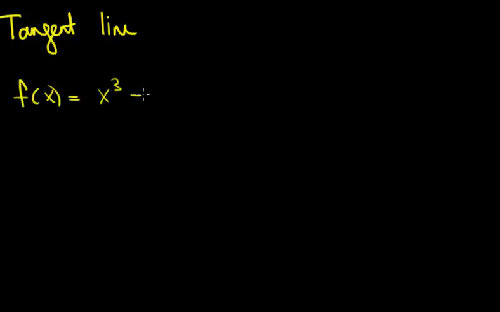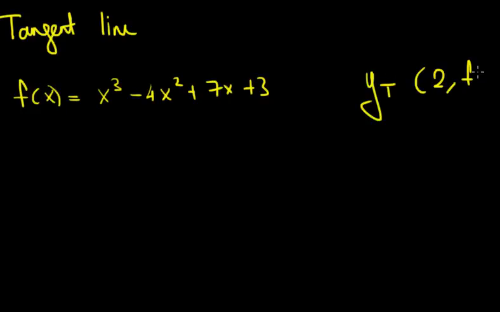Let's revise the tangent line in this video. So, tangent line, and let's do it with an example on a graph. If we have the function f of x equals x cubed minus 4x squared plus 7x plus 3, and we want to find the tangent line at the point x equals 2, and y is going to be f of 2, the result of that value.